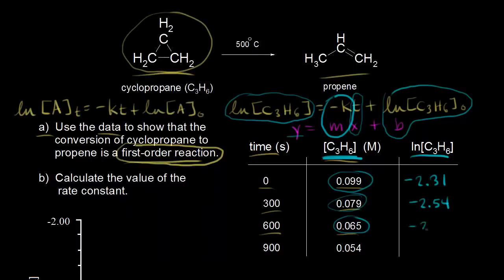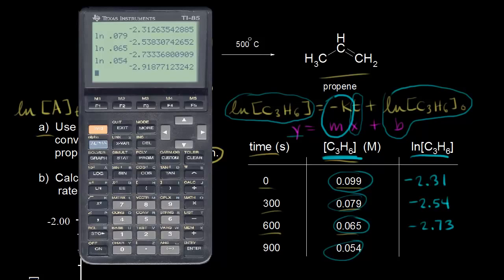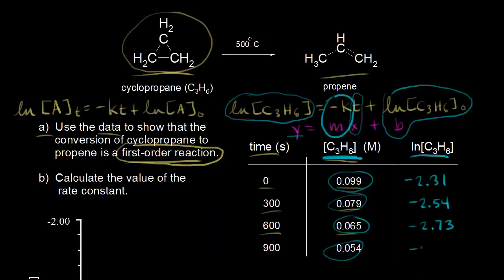So this is negative 2.73. And then one more: the natural log of 0.054 is equal to negative 2.92. So we have negative 2.92. Now we're going to plot the natural log of the concentration of cyclopropane on the y-axis and time on the x-axis.